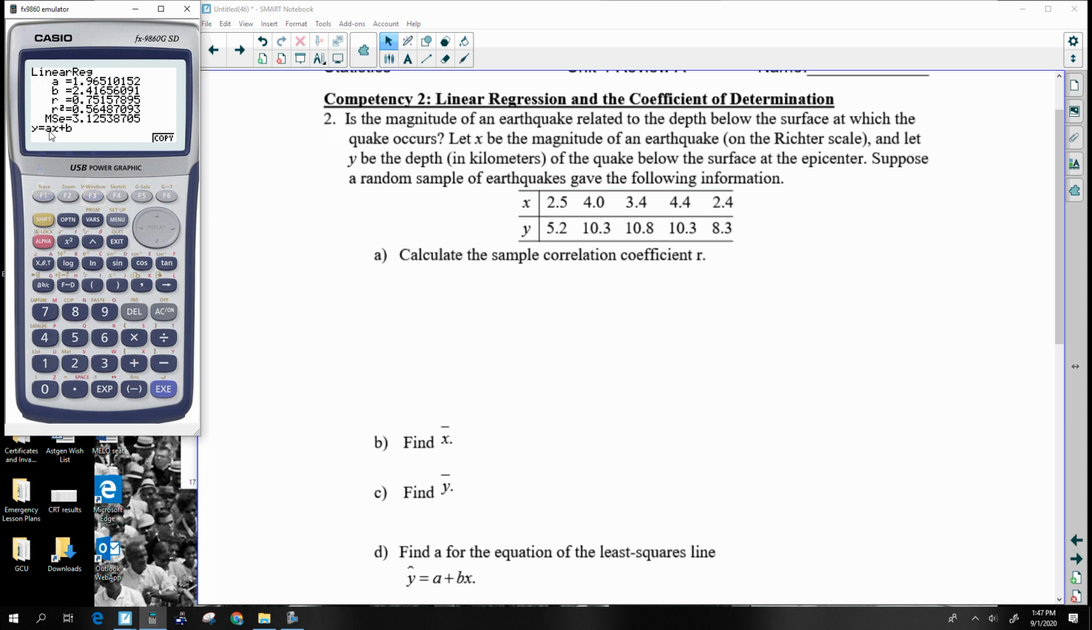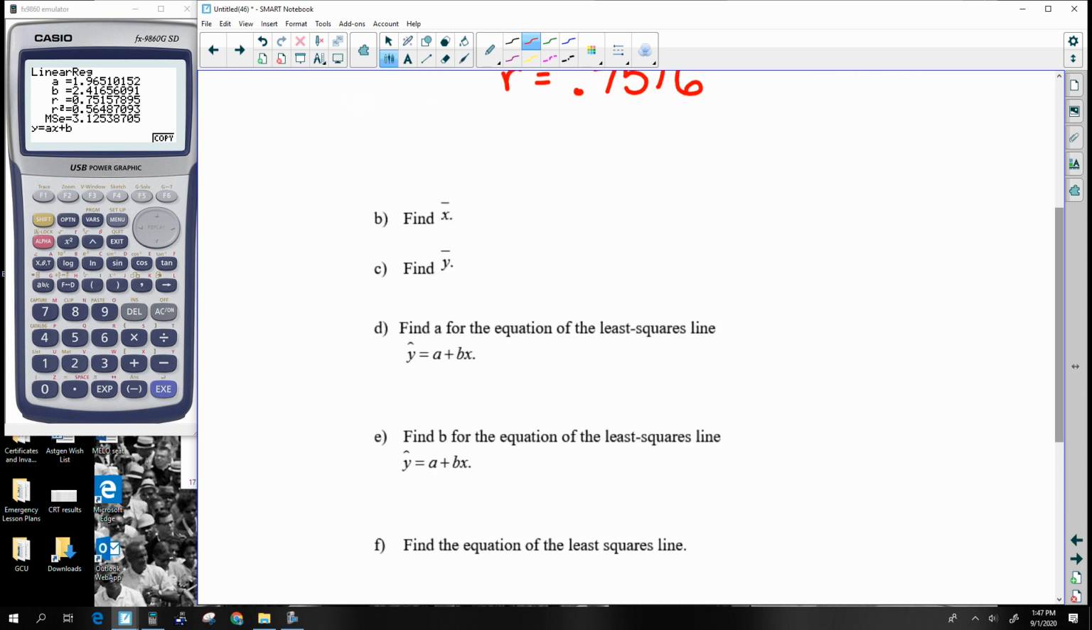you have to select a plus bx. My calculator is not the same as your calculator. So anyways, R comes out to be 0.7516. I'll worry about the X bar and the Y bar in just a moment.